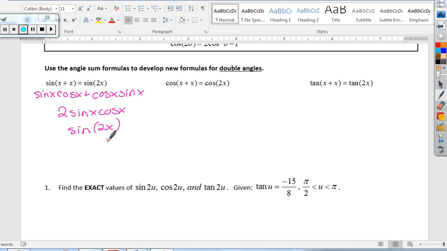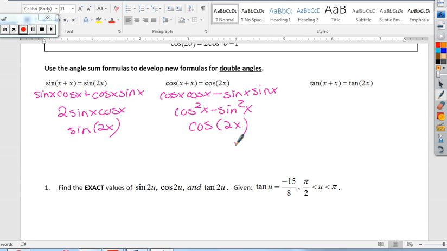Cosine has 3 different formulas to use. It doesn't matter which one you choose. Just some are more helpful than others depending on the problem. We're just going to develop the first one, cosine squared minus sine squared x. So again, if I use the sum formula for cosine, we would have cosine x times cosine x minus sine x times sine x, which would get us cosine squared x minus sine squared x, which then becomes the cosine of 2x.